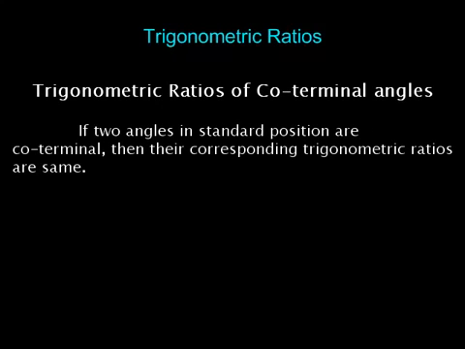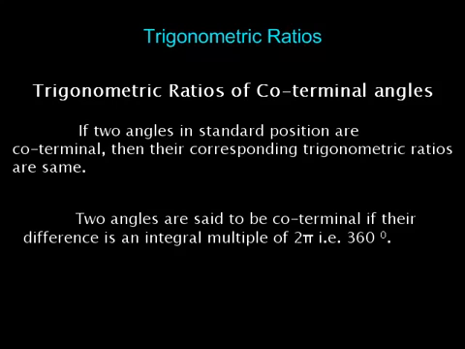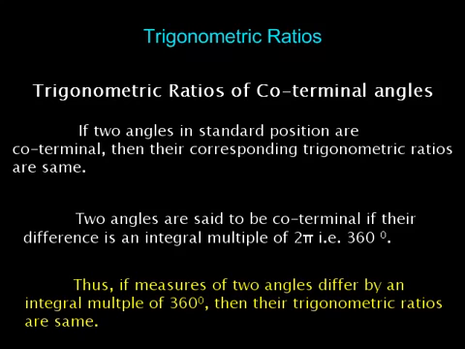We know that if two coterminal angles are in standard position, then they have the same initial arm and the same terminal arm. Hence their corresponding trigonometric ratios are the same. Further, we know that the measures of two coterminal angles differ by an integral multiple of 2 pi, that is 360 degrees. Hence, it follows that if the measures of the two angles differ by an integral multiple of 2 pi, that is 360 degrees, then their corresponding trigonometric ratios are equal.